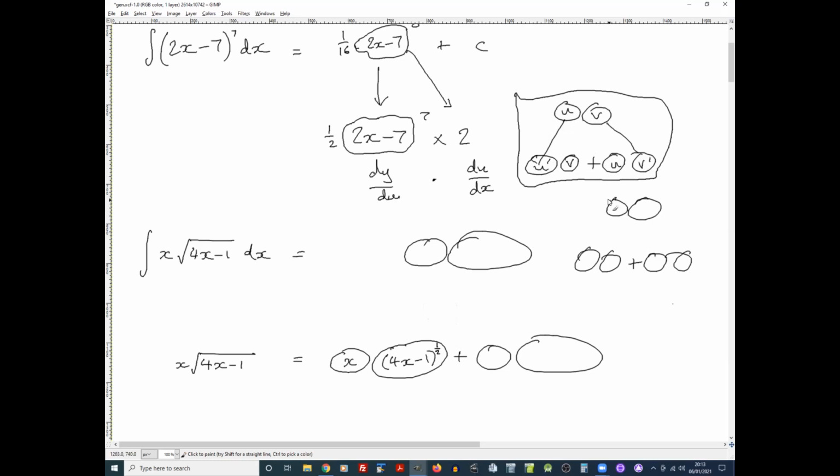But I could have put it the other way round. I could have said uv differentiates to uv dash and u dash v. U dash v, yeah. So that's always a choice, and there's no way of getting around that with integration by parts.